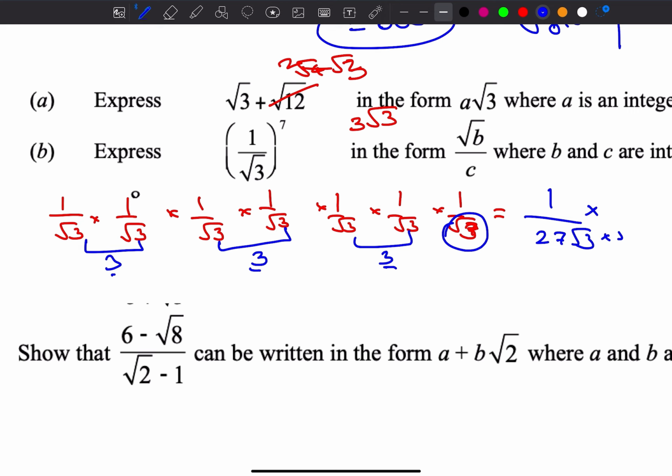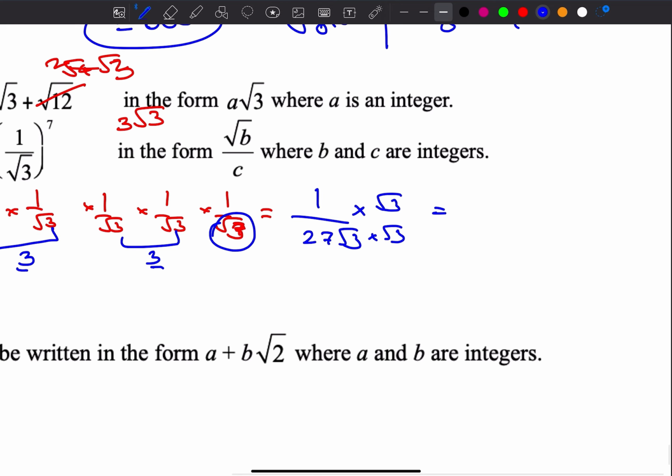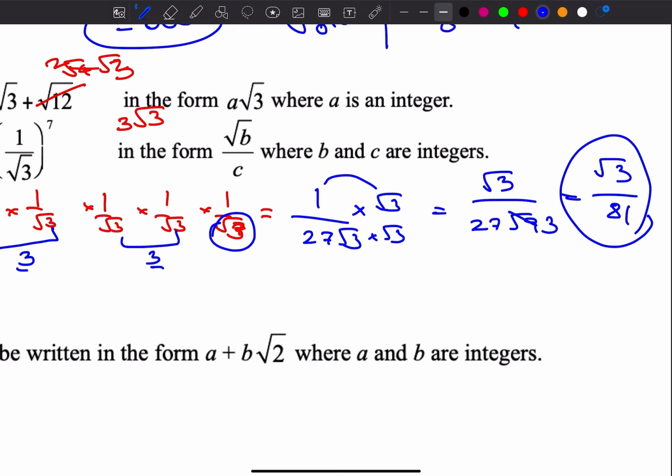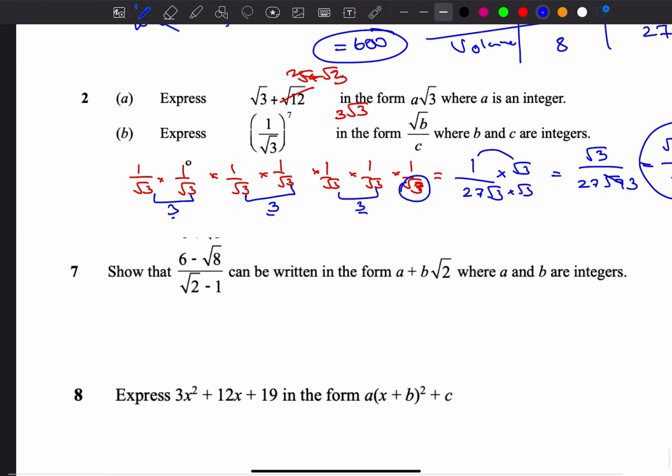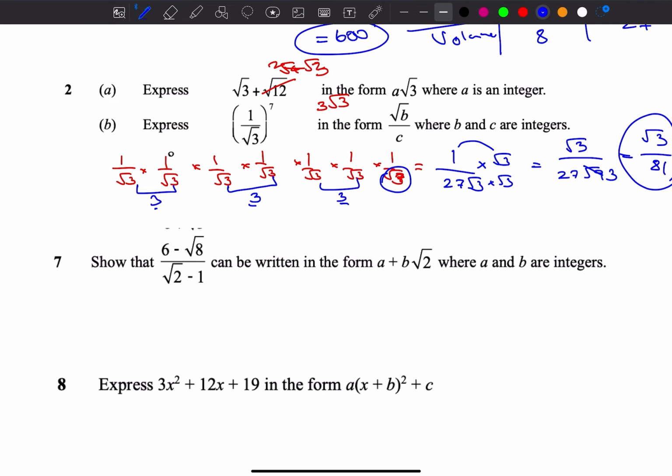To rationalize it, times it by root 3. Don't times it by 27 root 3, that's just rubbish. Root 3 over 27 root 9. Root 9 is 3. Root 3 over 3 times 27 is 81. Non-calculator, remember, right? Next one.